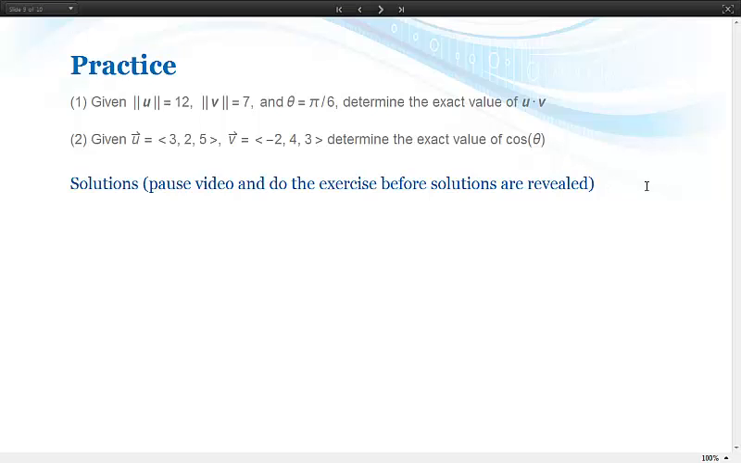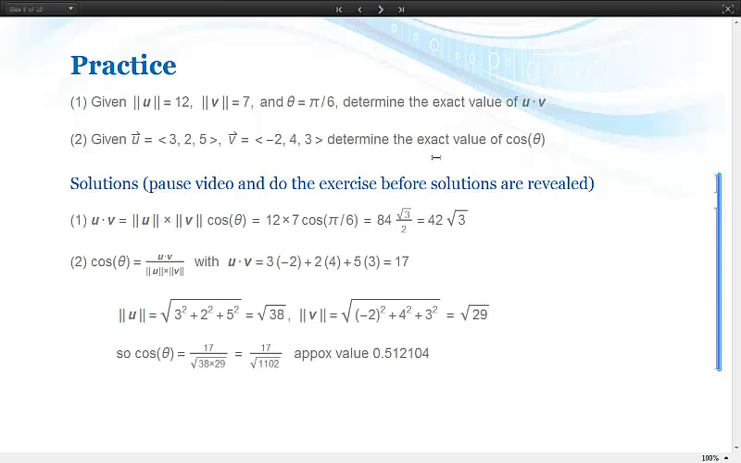Okay, hopefully you found that that wasn't too difficult. Let's compare our answers. So in the first case, by the cosine formula, the dot product of u and v is the product of their lengths times the cosine of the angle between them. Well, we're given the lengths, so it's 7 times 12 times the cosine of pi over 6. Well, the cosine of pi over 6 is the square root of 3 over 2, so when we do the arithmetic, we get 42 times the square root of 3 as the exact value of the dot product of these two vectors.